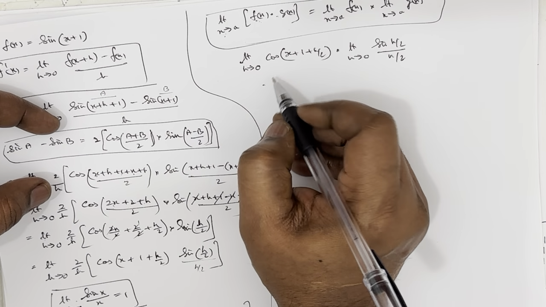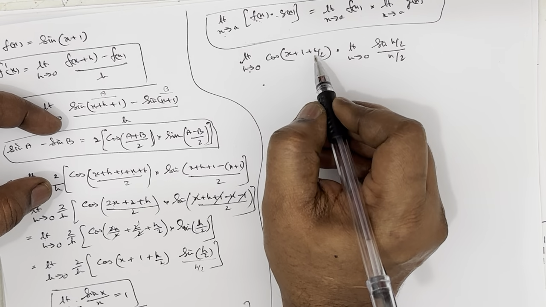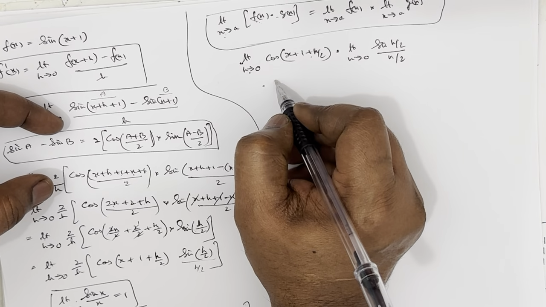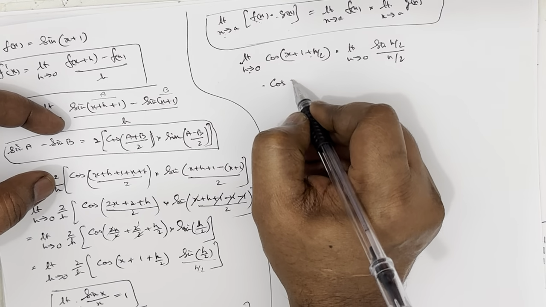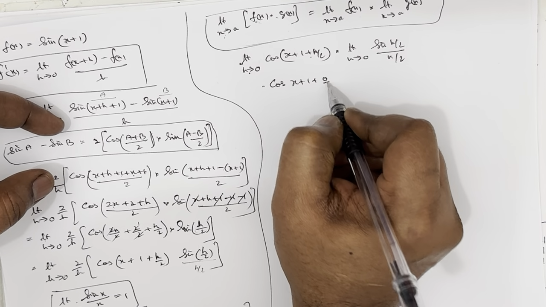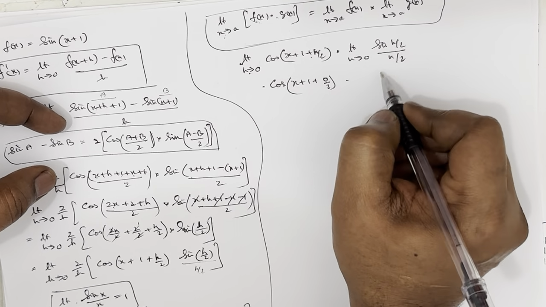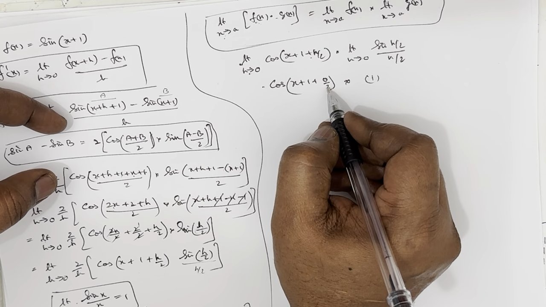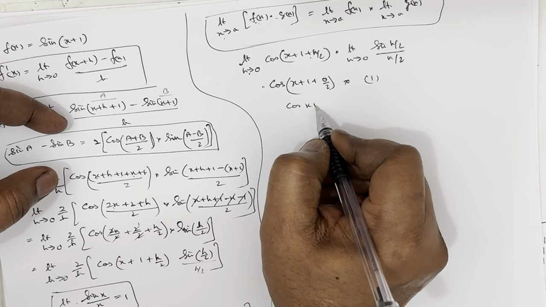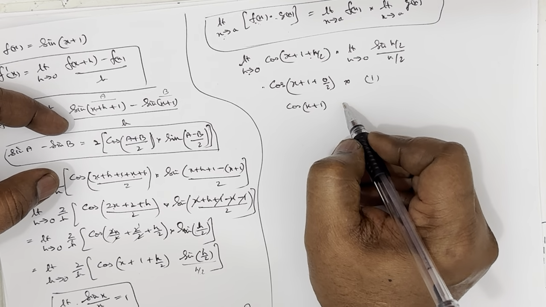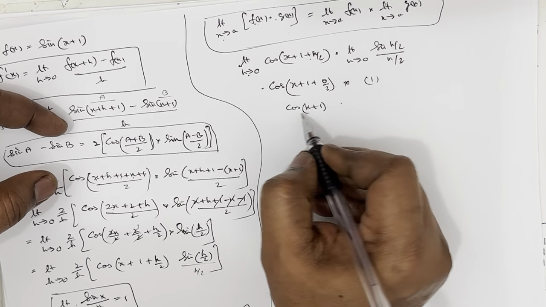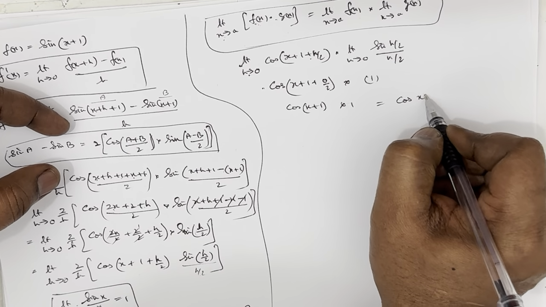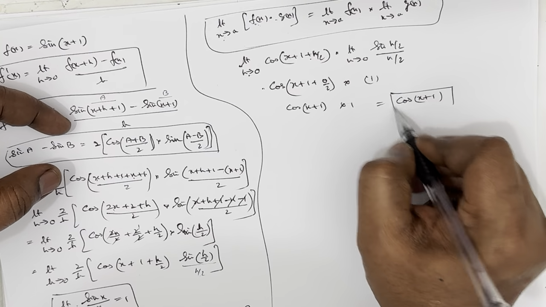So now putting the value of h in the function here, in this expression, we have cos(x + 1 + 0/2), and the limit will be 1. So 0 upon 2 is 0. So you have cos(x + 1) multiplied by 1. This multiplied by this is cos(x + 1). So this is the answer.